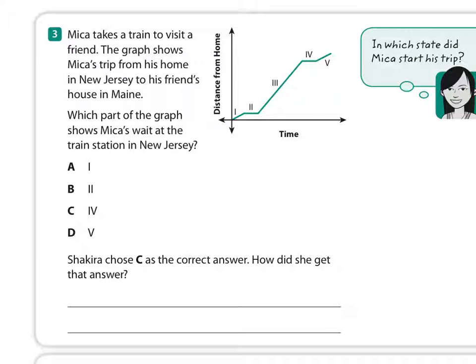All right, so which part of the graph shows Micah's weight at the train station? That's all we know. He starts at his house in New Jersey, goes to his friend's house in Maine. Which part of the graph shows Micah's weight at the train station in New Jersey? I think if we understand each of those parts before we try to answer the question, it makes it better.